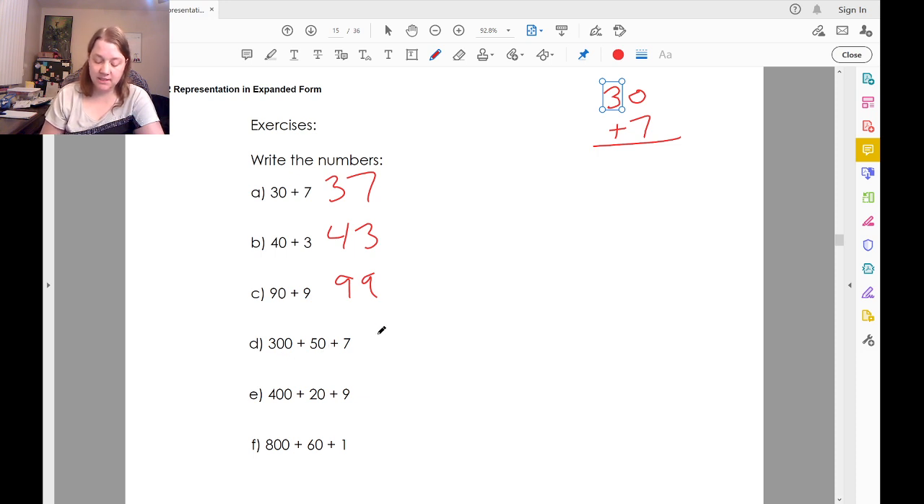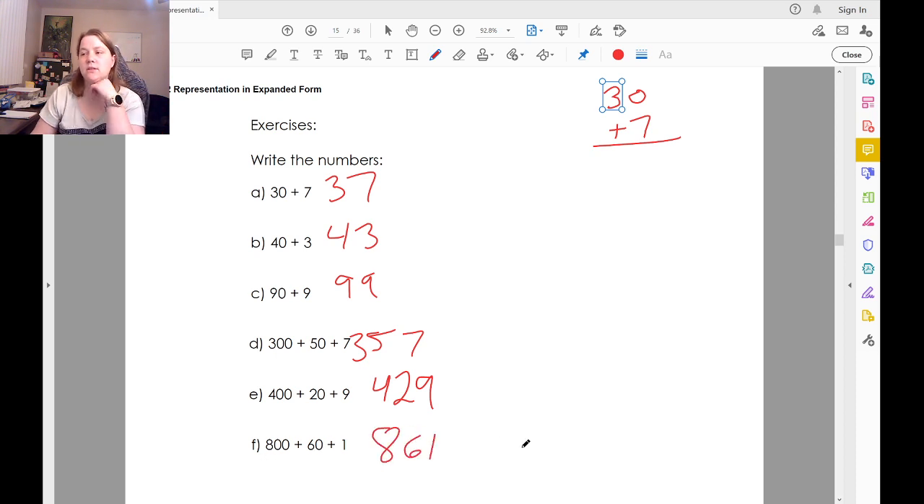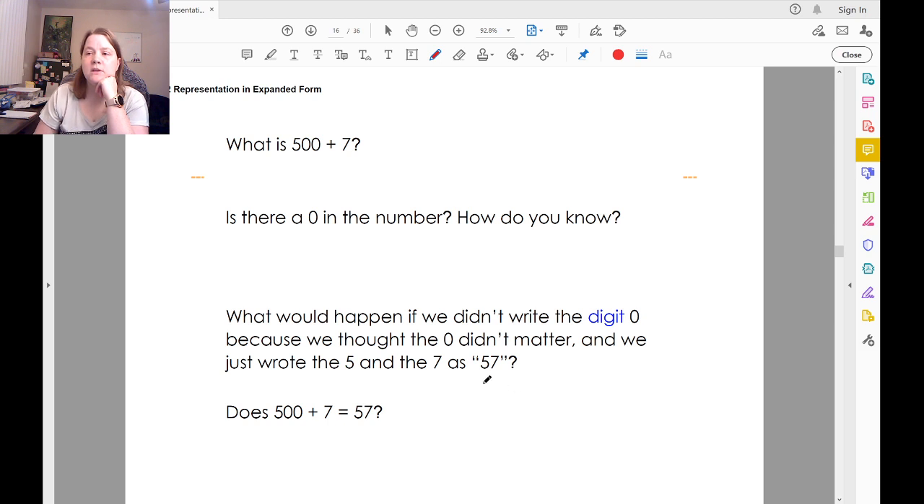300 plus 50 plus 7 is 357. 400 plus 20 plus 9, 429. 800 plus 60 plus 1 is 861. What is 500 plus 7? Is there a 0 in the number? Yes, we know that because there's no tens place. So we're not just going to write 57. That would be silly. That number is 507. And we can double check that when we line it up.